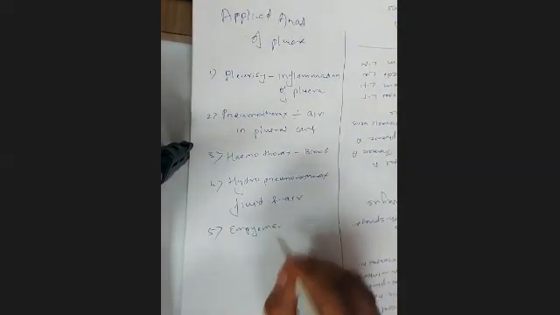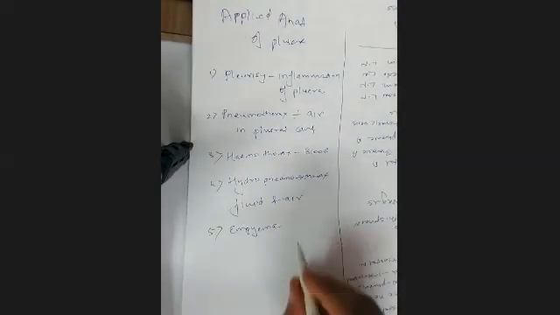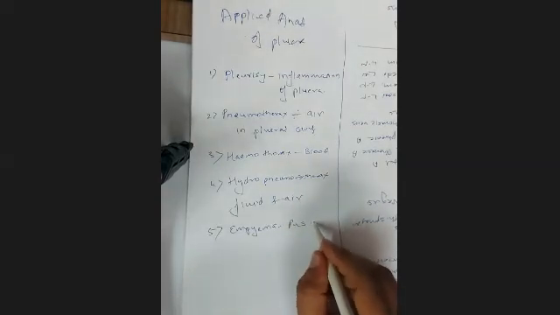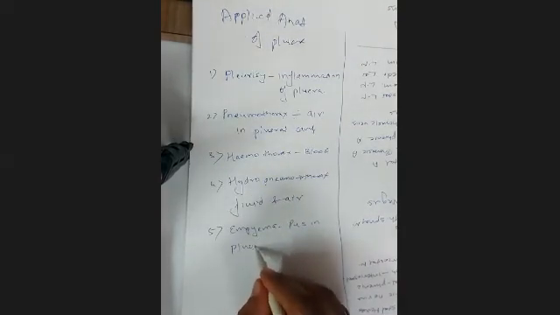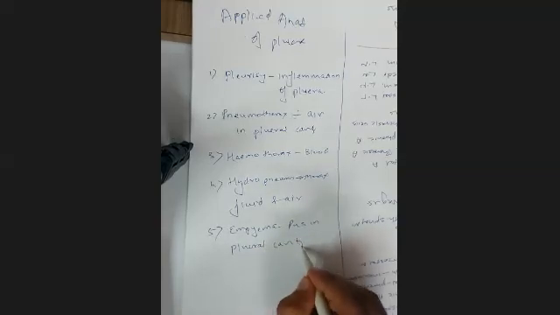Empyema is when there is presence of pus in the pleural cavity. That is called as empyema.